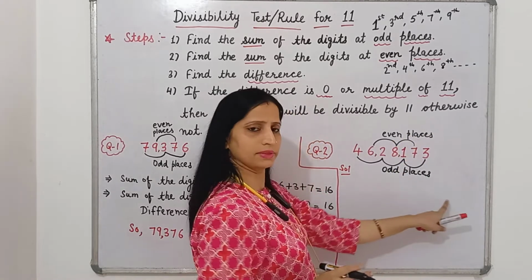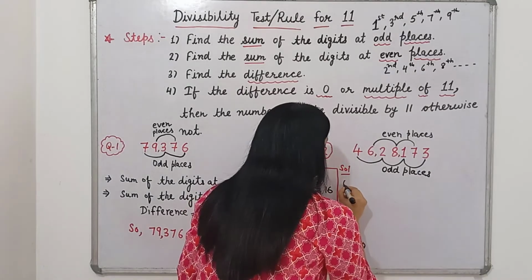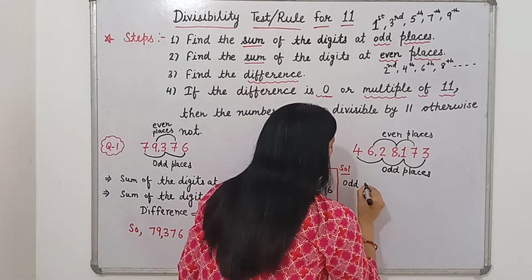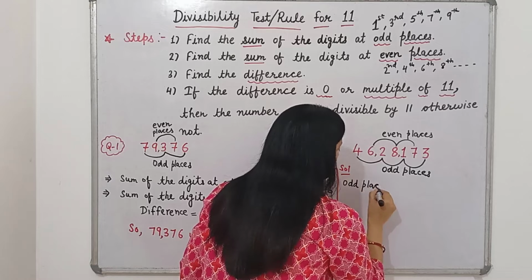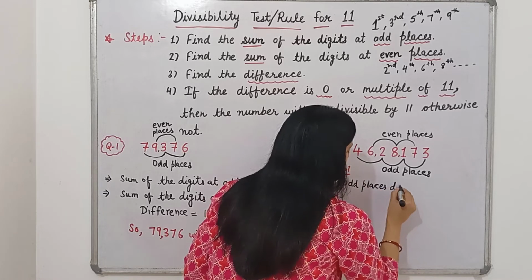Now I am writing the statement in short. So first is the sum of the digits which are at odd places.